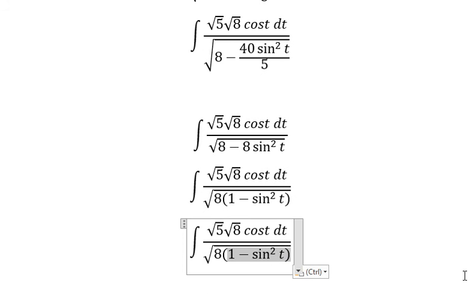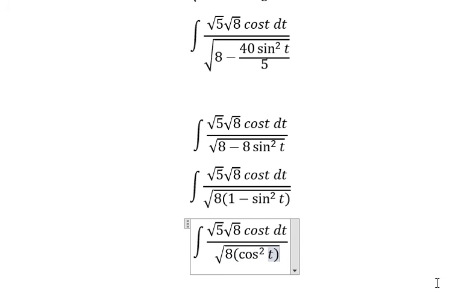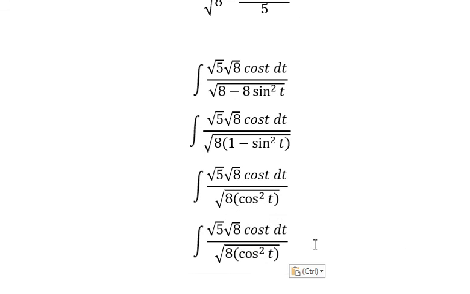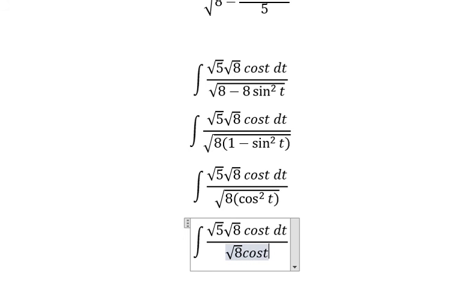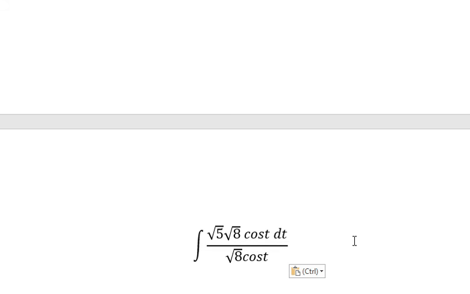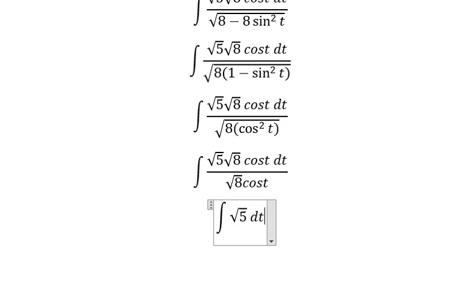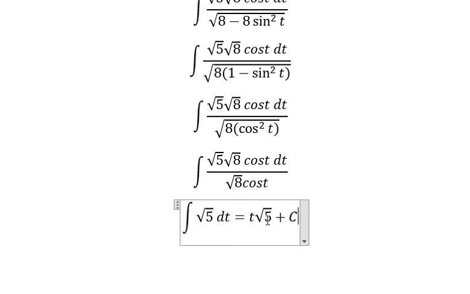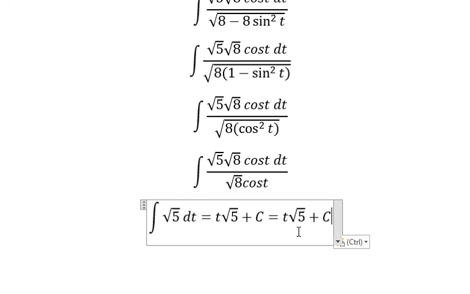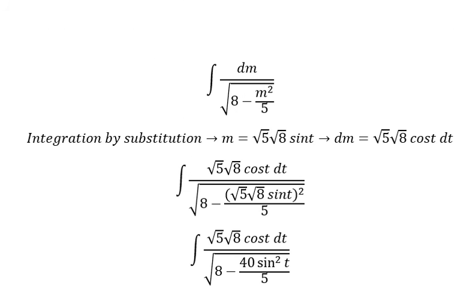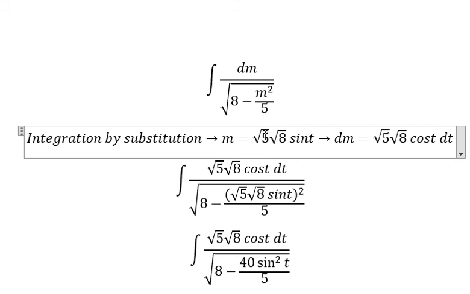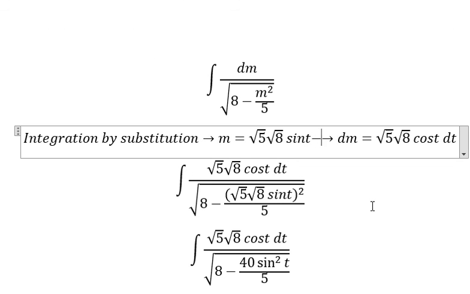This is an identity. So we have the square root of 8 cosine t. We simplify the numerator and denominator, so you get the square root of 5 dt, and we get the square root of 5 t plus c. About t, we need to return back to here, so we divide both sides by the square root of 5 over the square root of 8.